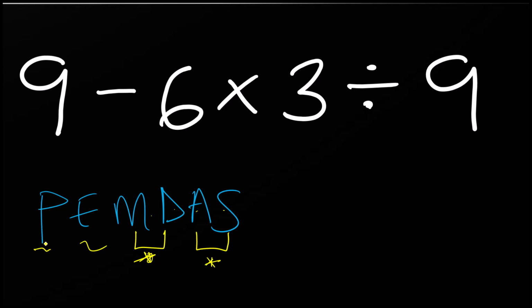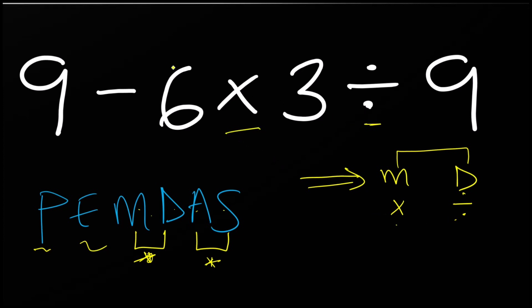Now, no parentheses in the question, no exponent, but we have multiplication and division. So these operations are of the same precedence, so we start from the left of the expression. Anytime you see this and that, start from the left. So we start from here. It means this time that.